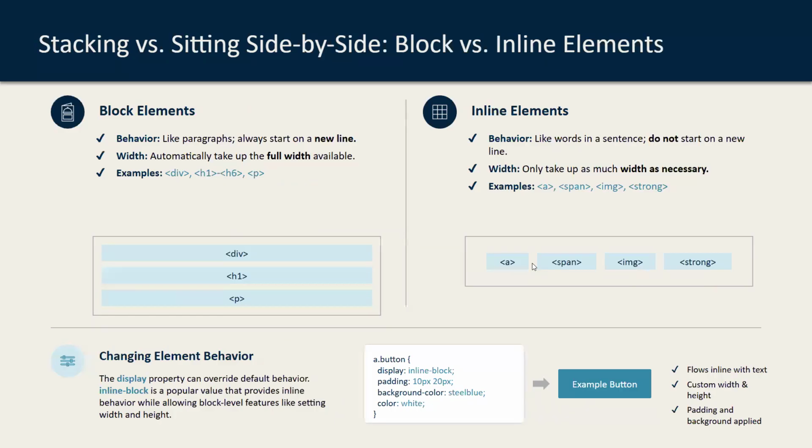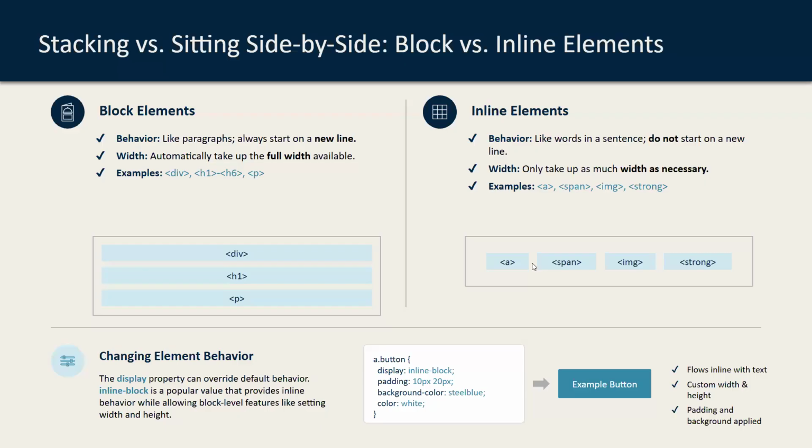Now let's try to look at block versus inline elements, because a lot of beginner layout confusion starts here. Block elements are like paragraphs in a document. They start on a new line and automatically take up the full width available. Common examples include div, headers, and paragraph tags.